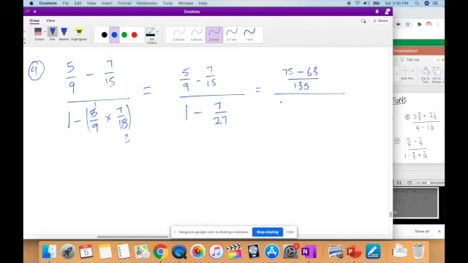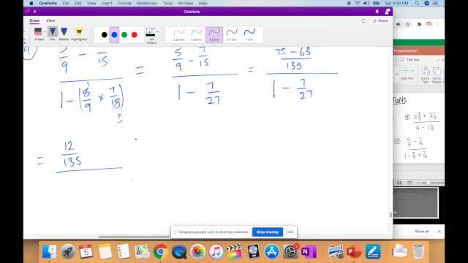And this is divided by 1 minus 7 over 27. So this now is equal to 75 minus 63, which is 12, over 135. And that is being divided by 1 minus 7 over 27. So how do we work this out? How did you guys work this out?